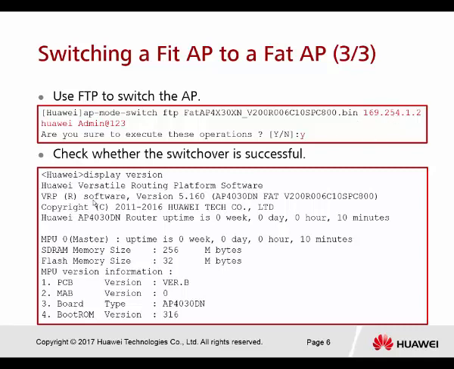Once they are fully downloaded, the AP will automatically restart. Next, check whether the switchover is successful. Now you can try display version. After we display the version, you can notice this is my AP model, AP4030DN, and yes, right now I am in FAT mode. This is a FAT AP.